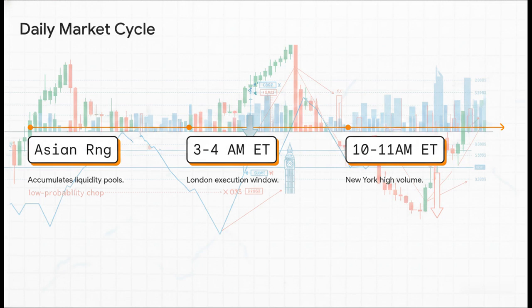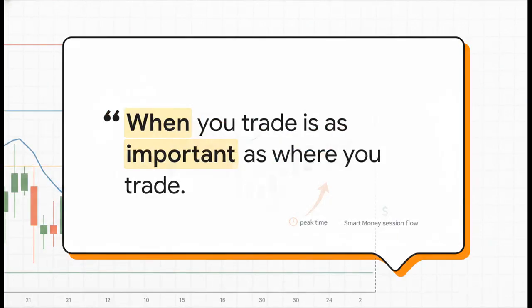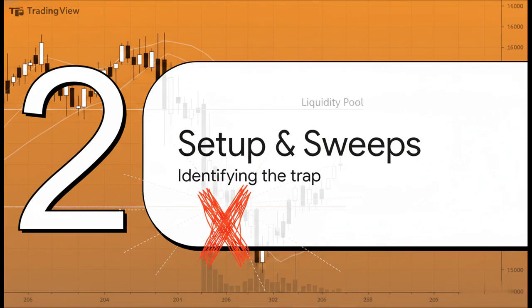You have to restrict your trading exclusively to these zones. Seriously, trading outside of them? That drastically increases your chances of getting caught in just random, low-probability chop. And this brings us to a quote that gets right to the core of ICT theory. When you trade is as important as where you trade. I really want you to burn this concept into your brain. High probability setups are completely dependent on moving in sync with smart money during those peak times. If the time isn't right, the setup just isn't right. Period.